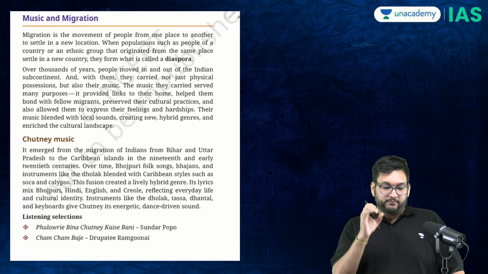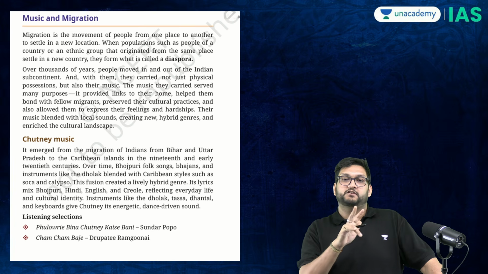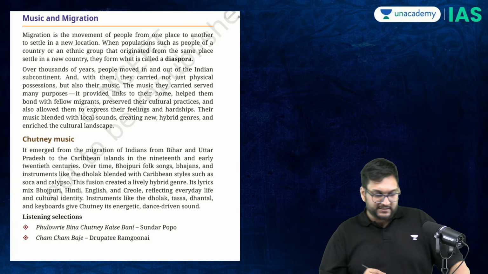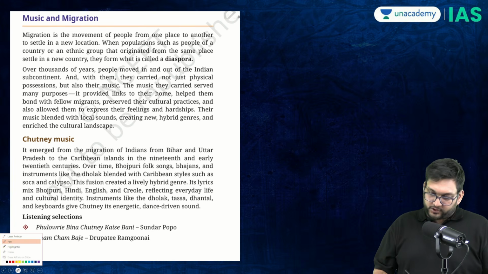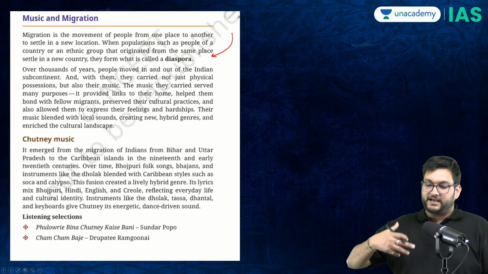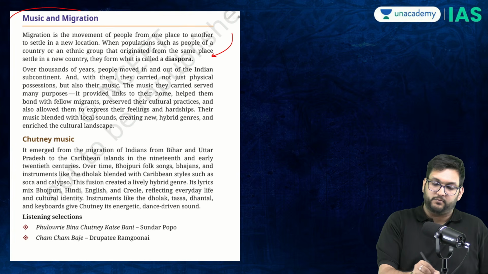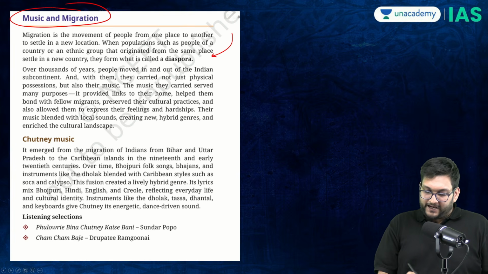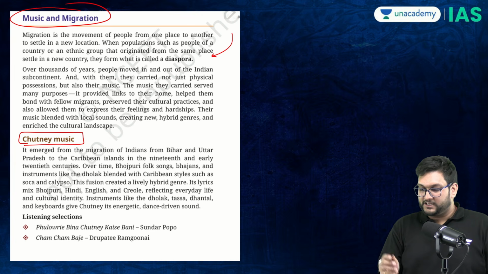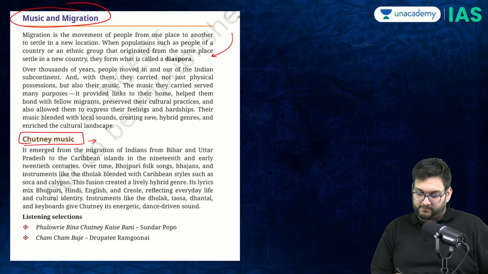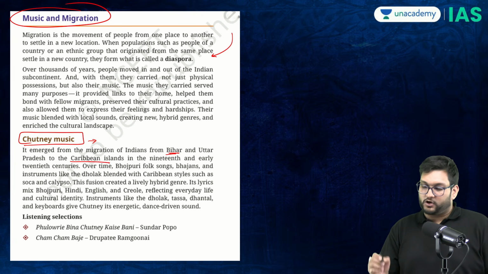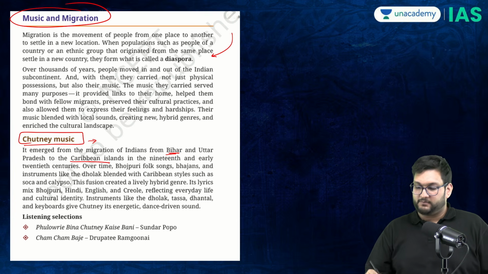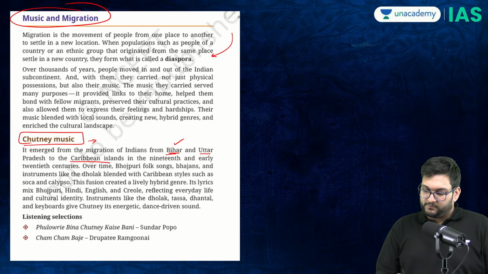But the most important, you can say, two slides of music is one, this one, which is how Indian diasporic population took Indian music abroad in the form of music migration. And it talks about chutney music, which is basically the creolized music form which came up in the Caribbean islands because a lot of Indians migrated as indentured labor from Bihar, Uttar Pradesh to Caribbean islands.